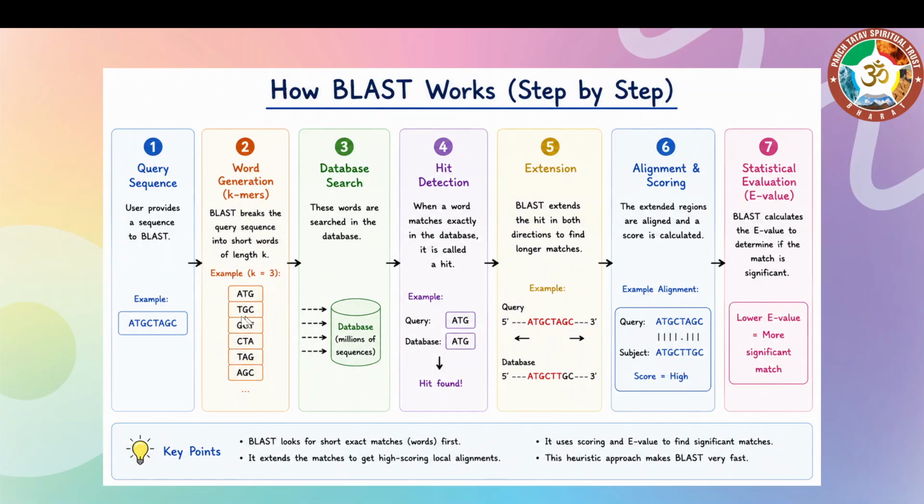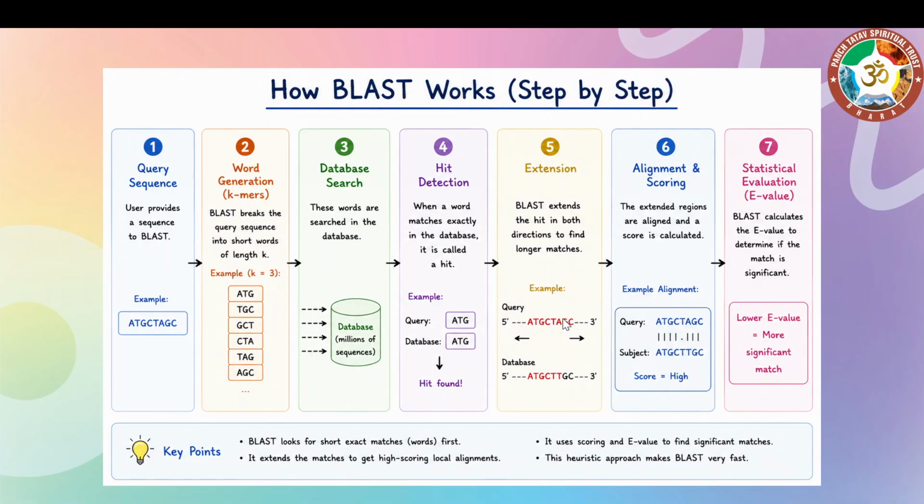So here we can see that after the ATG, our sequence is this and the database sequence is this. So what is BLAST doing? It will search in this direction as well, and it will search in this direction as well. So BLAST extends around the hit to see whether a longer alignment can be found or not.